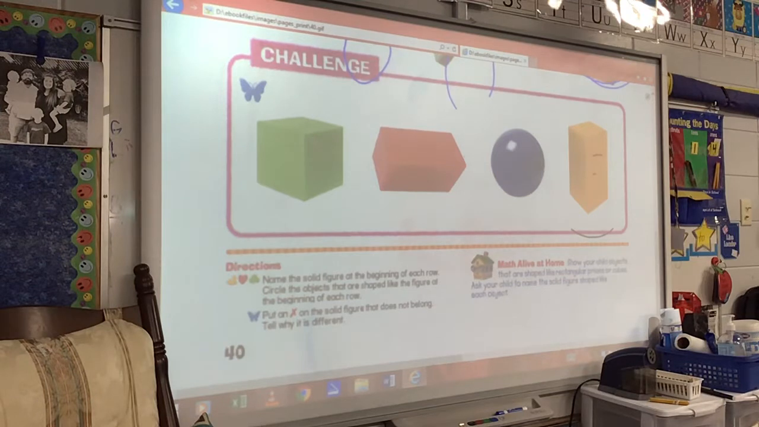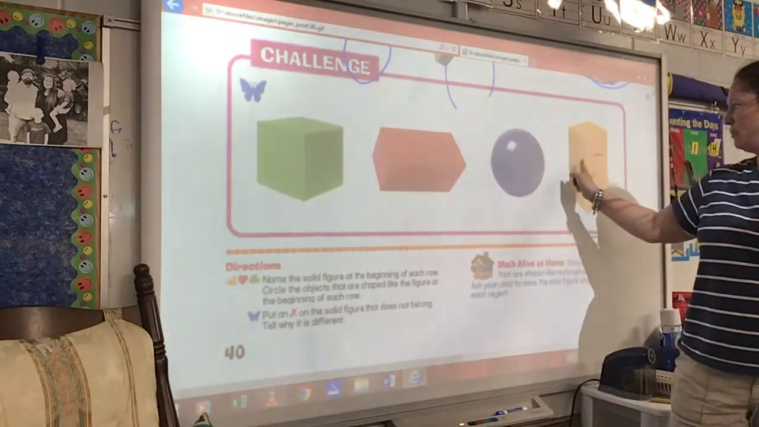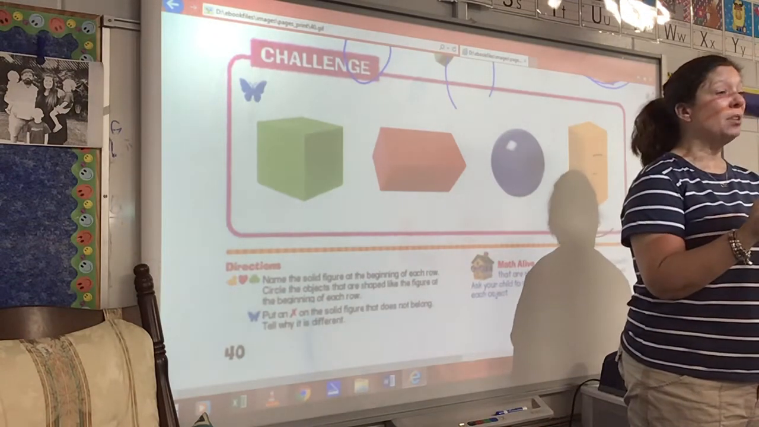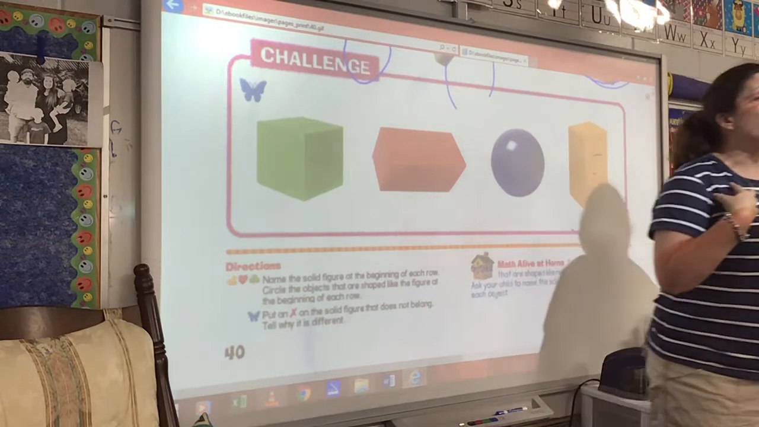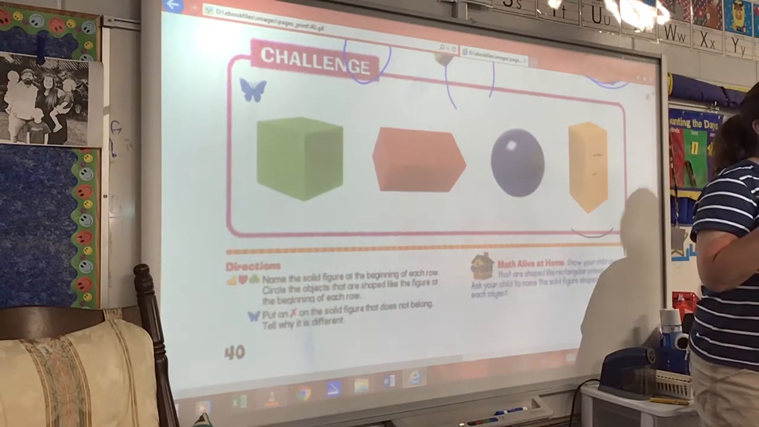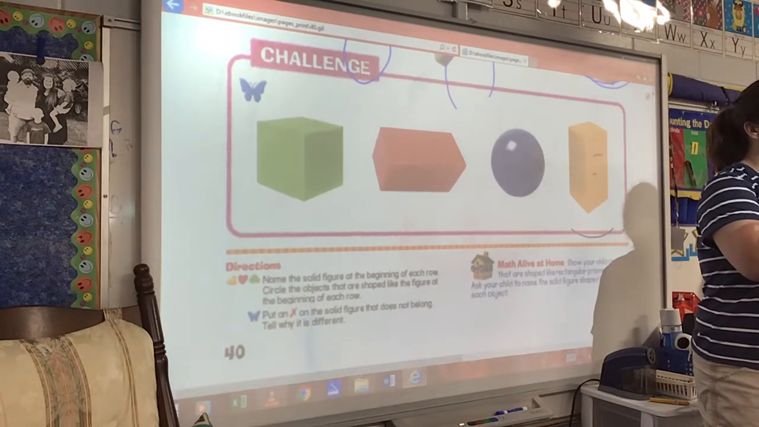This is what we're going to do. One of these shapes does not belong. Look, we have this shape and this shape and this shape and this shape. One of them does not belong, and I'm not going to tell you yet which one that is. I want you to put an X on the one that you think does not belong. Do that right now. And then we'll talk about it.